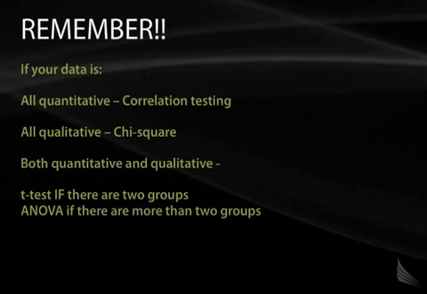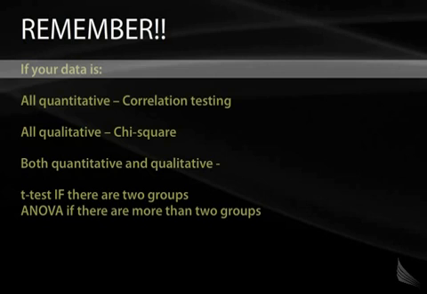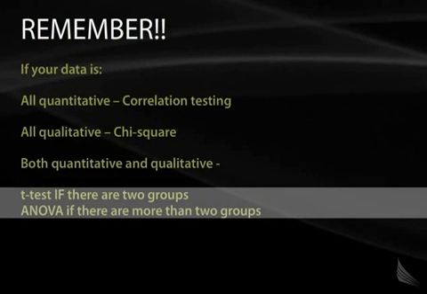Here are the important take-home points. If your data is all quantitative, the appropriate test to use if you have 2 groups that you're comparing is a t-test. If you have more than 2 groups, the appropriate test to use is ANOVA. One way of thinking about this is that if you try to use ANOVA for 2 groups, mathematically what you are really doing is simply a t-test. So t-test and ANOVA mathematically are nearly identical. The only difference is in the number of groups that are involved.